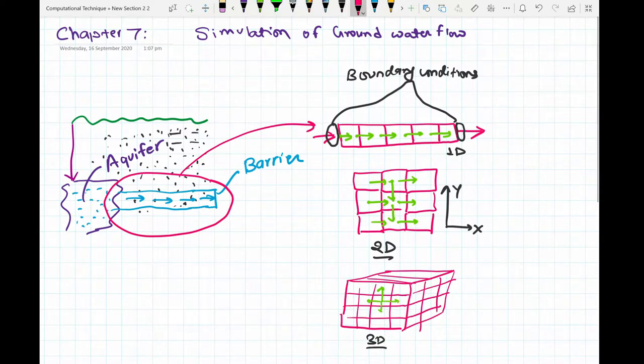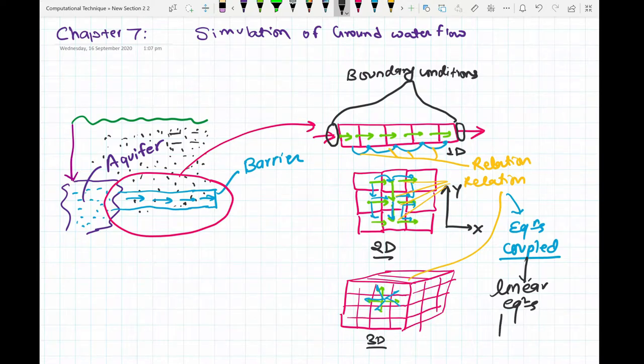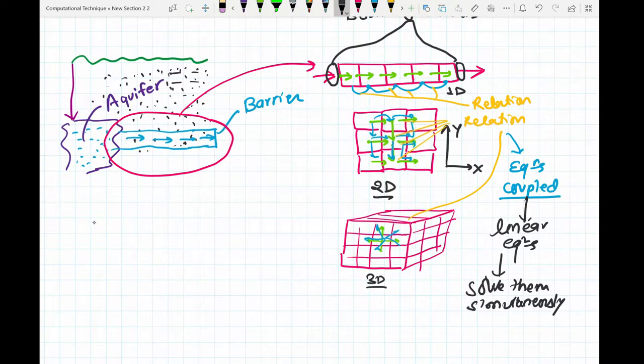Now you can see here that each of these blocks are related to each other. Therefore, each of these grids will have a certain relation to each other, which will generate different equations, which will be coupled. Coupled means they are interconnected to each other. These coupled equations, if we discretize, will give us several linear equations, which we have to solve simultaneously.